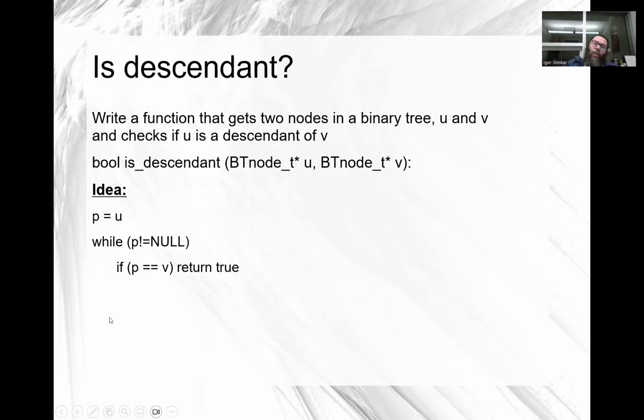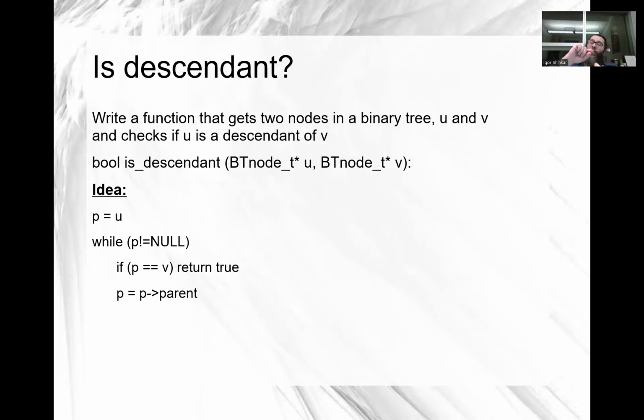And if U is equal to V, then we say U is a descendant of V, maybe in some degenerate sense. U lives in the subtree of V. And if not, let's start from U and try to go one step up.